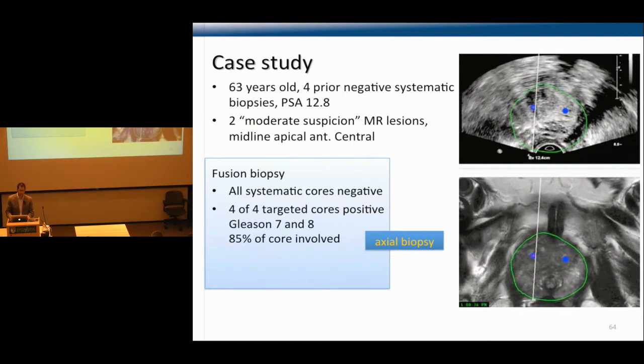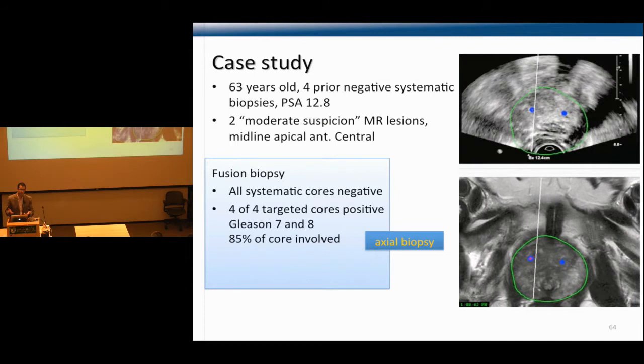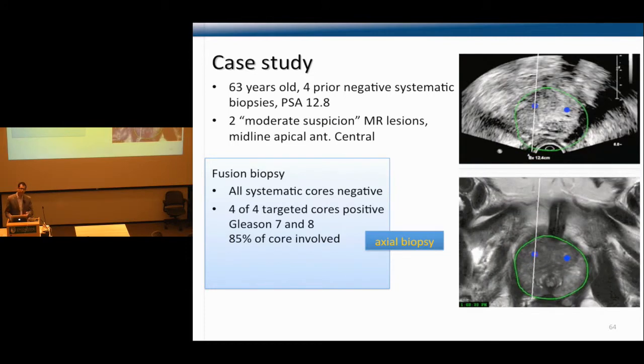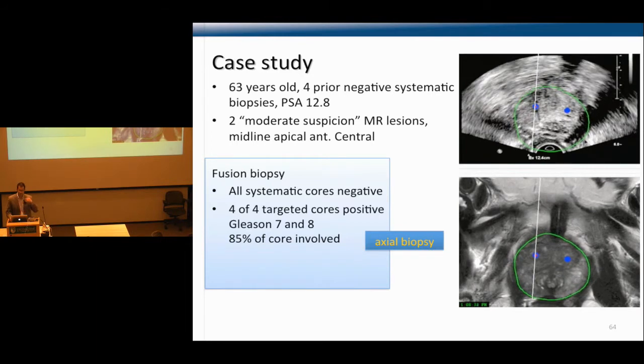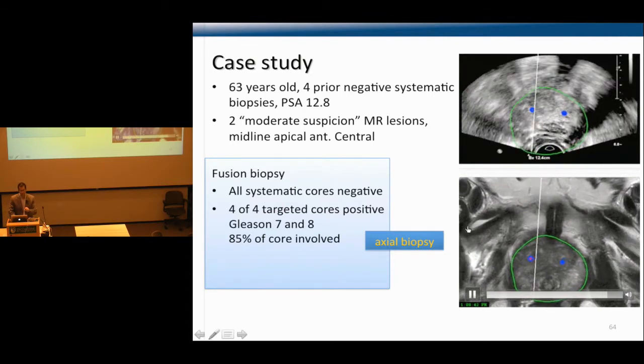Here I'll show you a case study of a 63-year-old that had 4 prior negative systematic biopsies. So he came in 4 times. Every time he came in, he got 12 biopsies, so that's a total of 48 biopsies. And each time he came back negative. The problem is that his PSA was continuously rising. So a 5th time he came back, and this time the radiologist actually identified the suspicious lesions on the MRI.